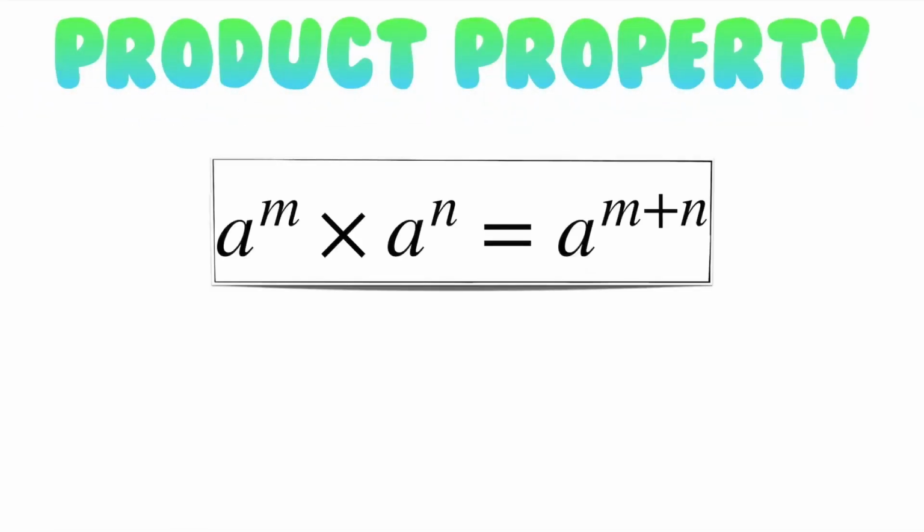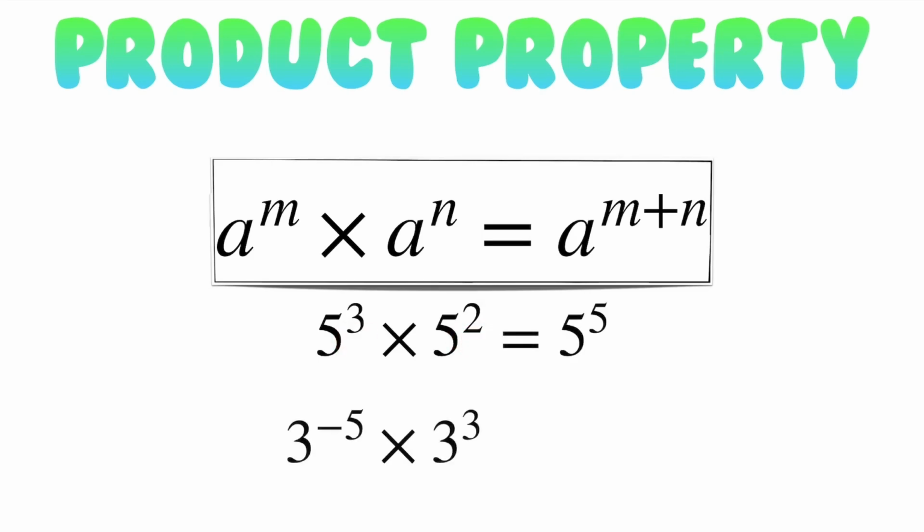Next property is the product property. The product property is when you have a number to the power of something times that same number to the power of something else. Or this could be the same thing as this. It doesn't really matter. And it gives you that number to the power of the two exponents added together. So, if you have 5 cubed times 5 squared, 3 plus 2 is 5, so you get 5 to the power of 5. If you have 3 to the power of negative 5 times 3 to the power of 3, you get 3 to the power of negative 2. You just add these two exponents together.